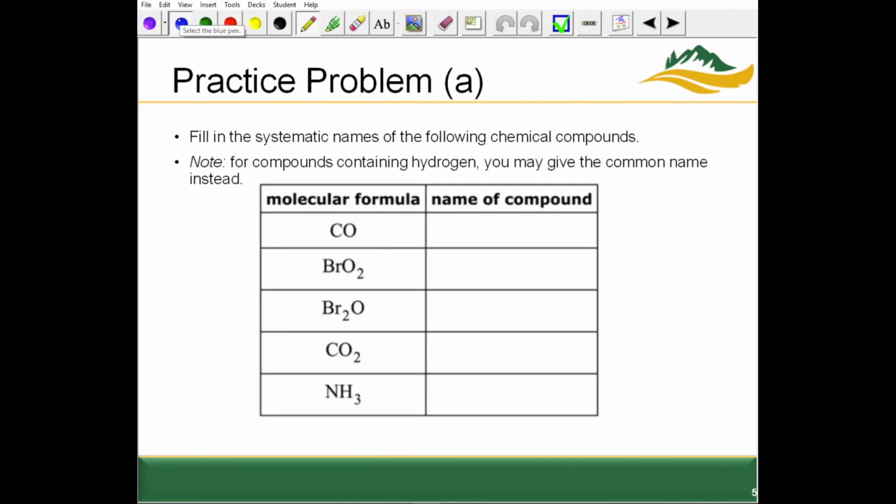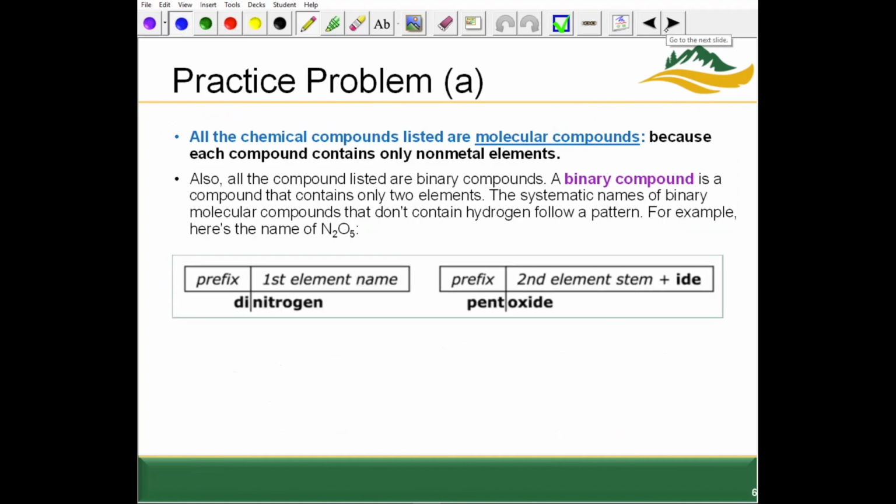So with this practice problem, find the systematic names of the following chemical compounds. The first really important step to this practice problem that you won't necessarily be told on an exam, for example, is that all the chemical compounds listed, they're molecular compounds.